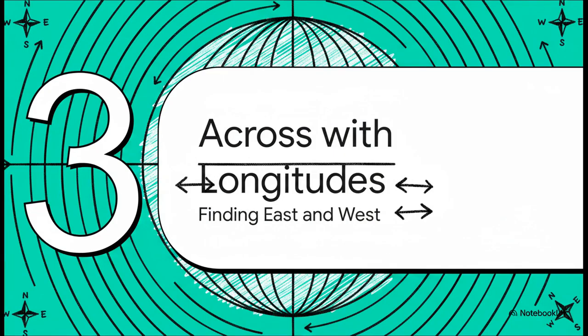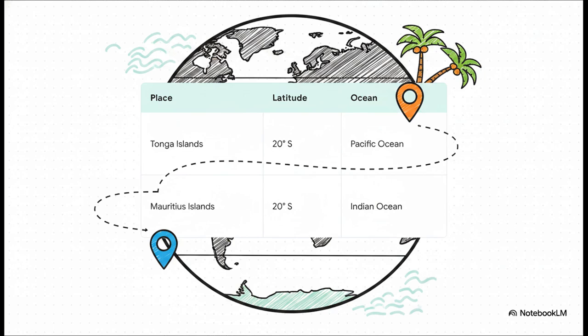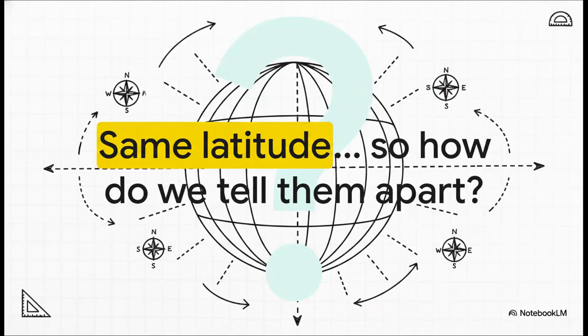Okay, so our north-south position is locked in. We've got that figured out. But this only solves half the problem, and let me show you exactly why. Check this out. Take the Tonga Islands out in the Pacific Ocean and the Mauritius Islands in the Indian Ocean. Both of them are located on the exact same latitude, 20 degrees south. But they are thousands and thousands of miles apart. See what I mean? It shows we're still missing a huge piece of the puzzle. We know how far up or down we are on the globe, but we have no way of telling how far east or west we are.